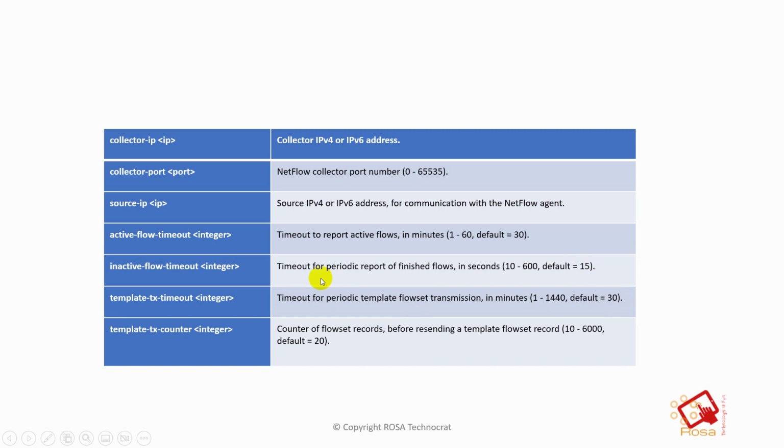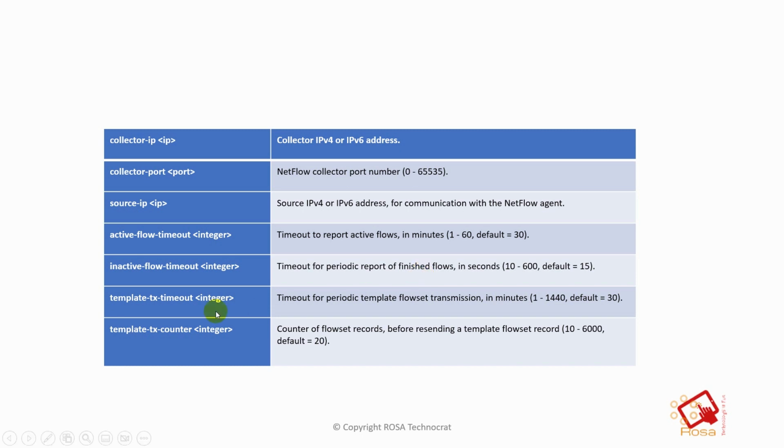What is inactive flow timeout? It is the timeout for periodic report of finished flows. That means the traffic which has already passed through the firewall is called finished flows. Once a flow is finished, how much time it should wait to send this flow to the NetFlow collector, that is the inactive flow timeout.